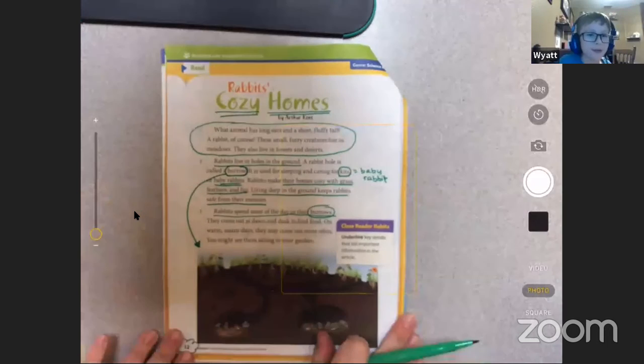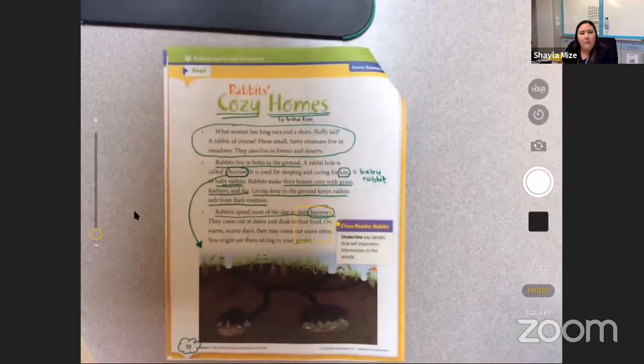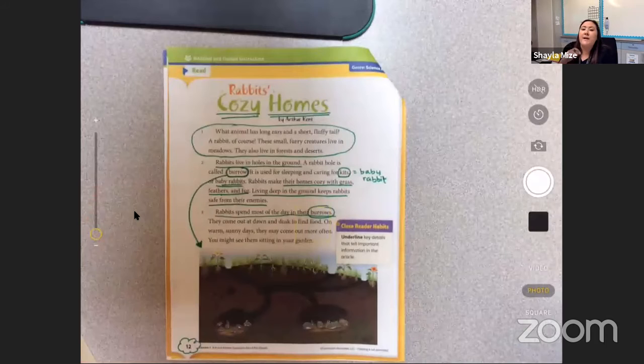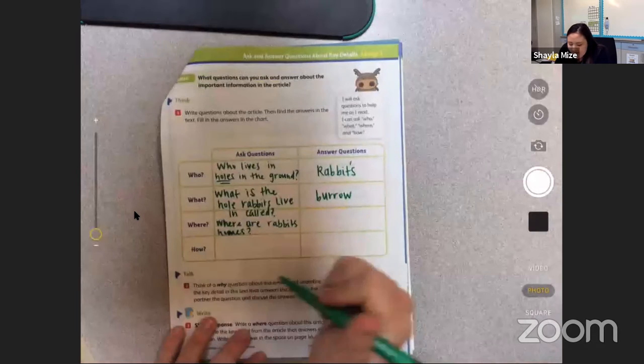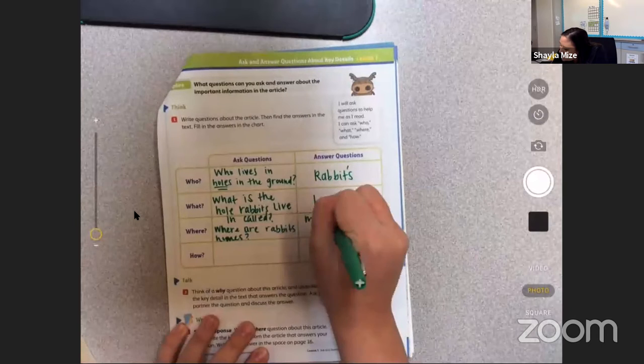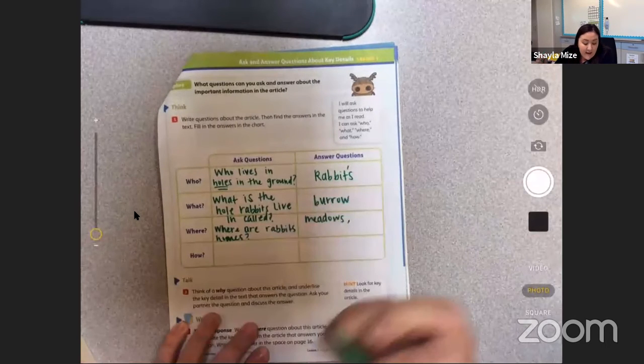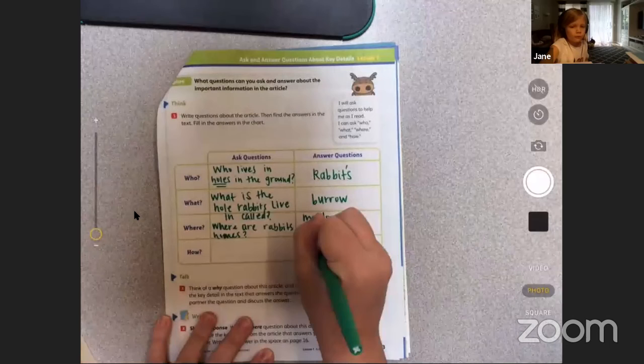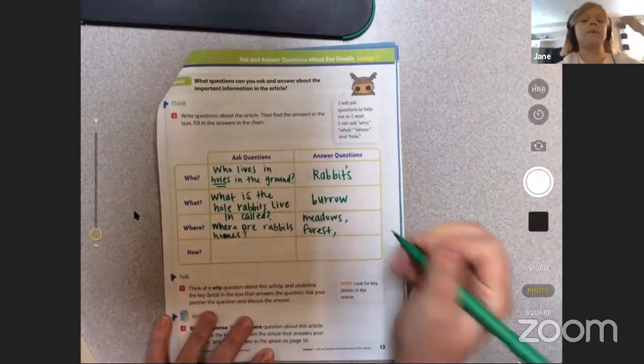So where do they live? Oh, I see meadows. I see deserts. Shreya even said they do live in a hole, but it protects them and it's in the meadow. Okay. Desert, I see some forest. Yes, meadows. So the where question is, where are rabbits' homes? And we could say meadow. We could say forest. We could say desert.